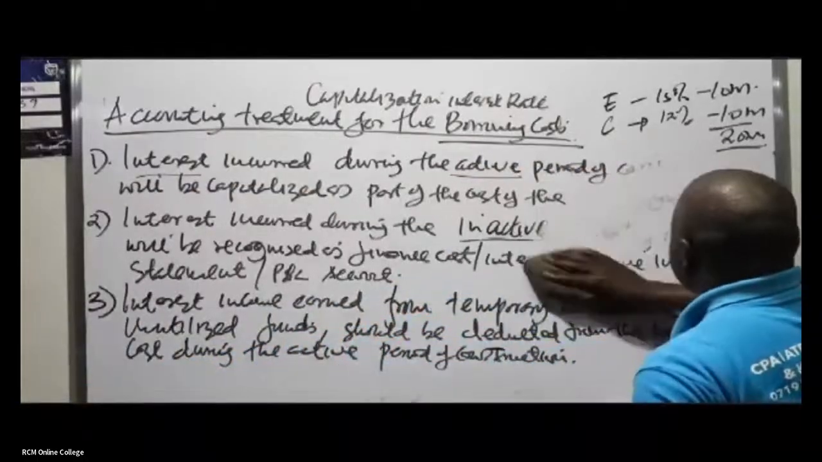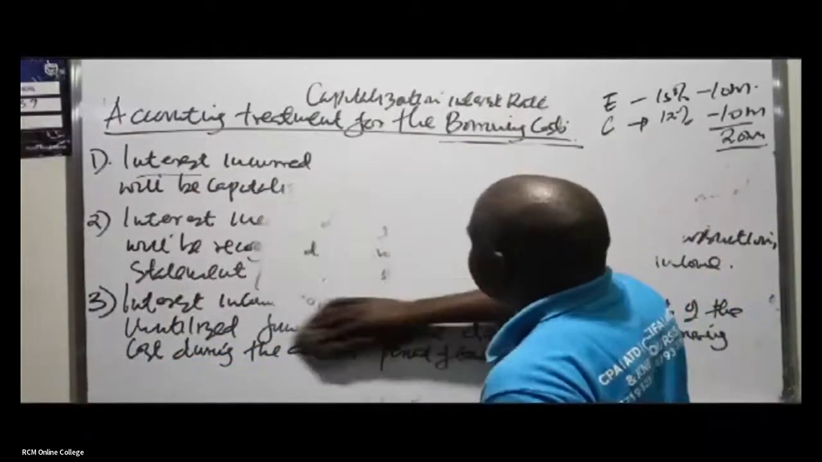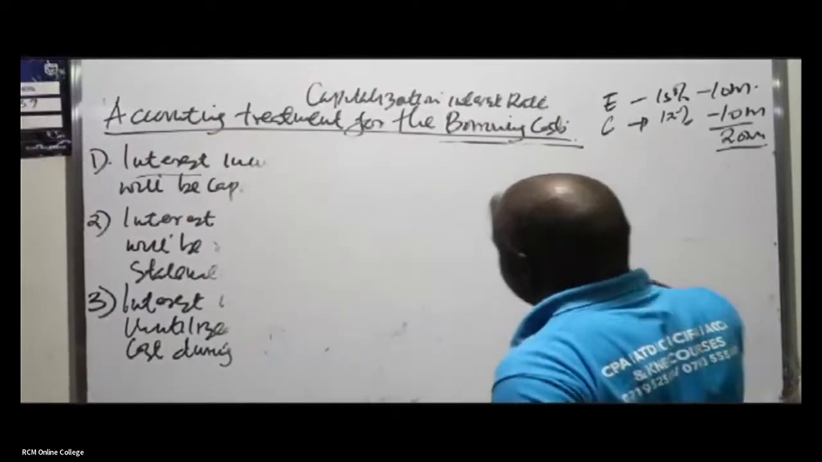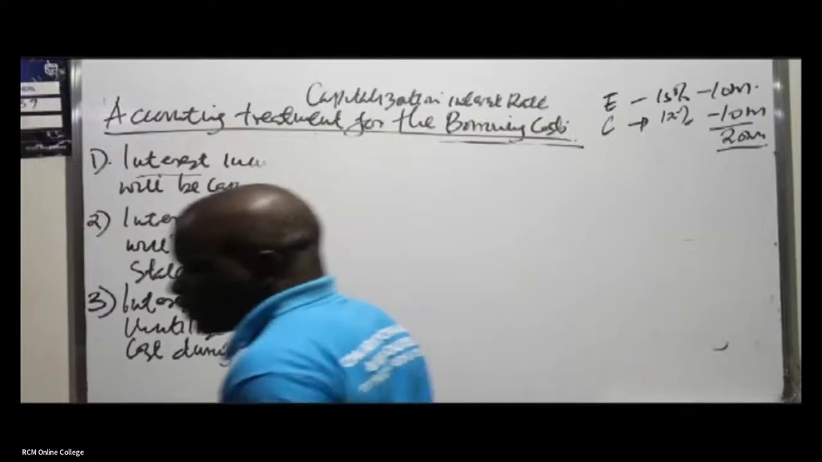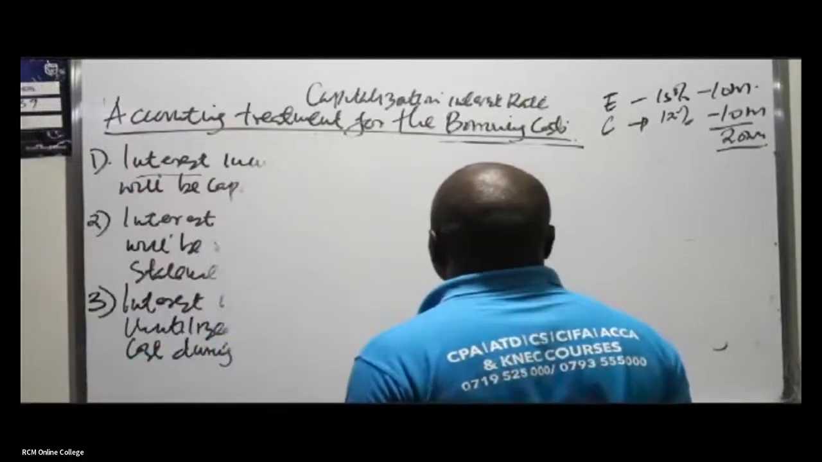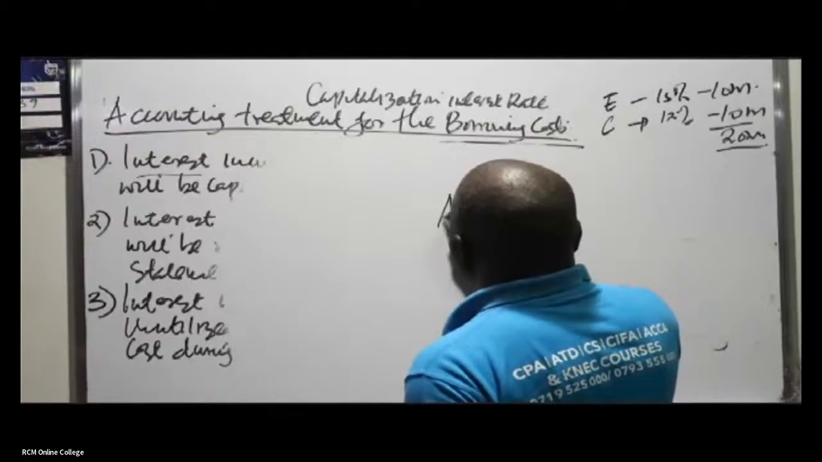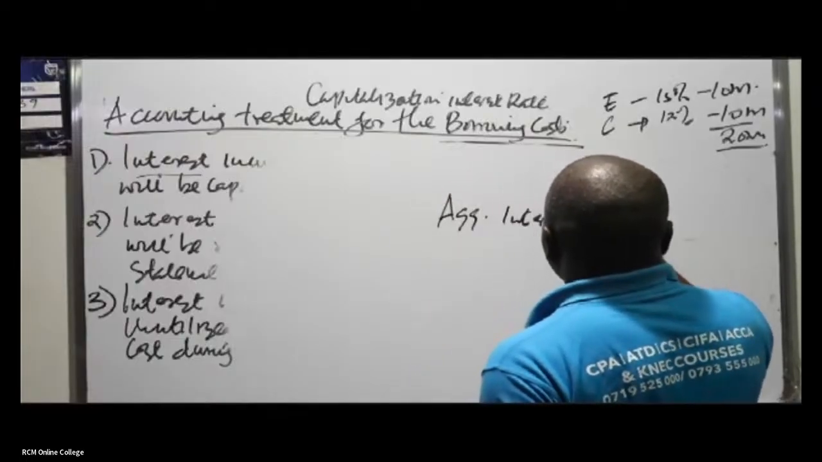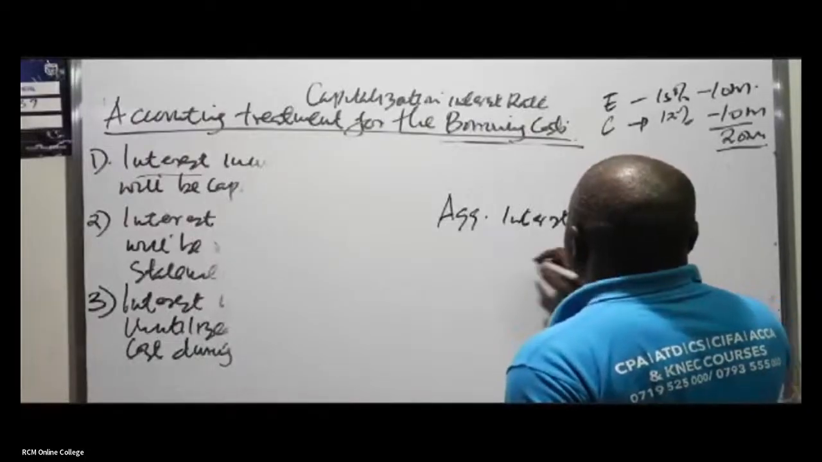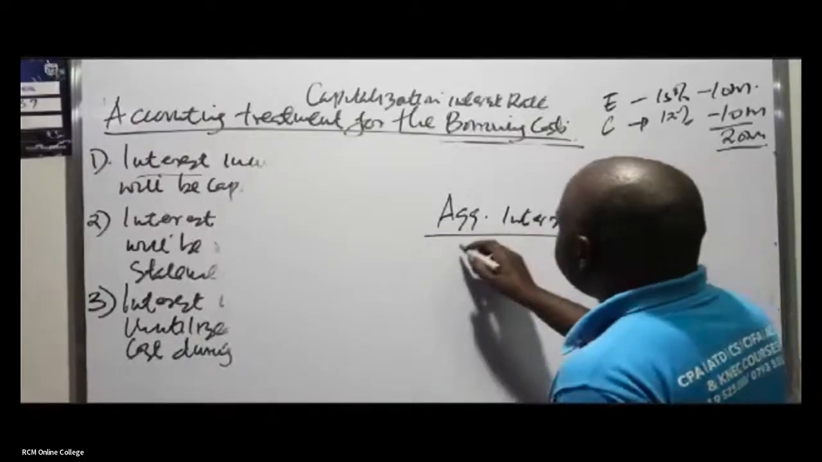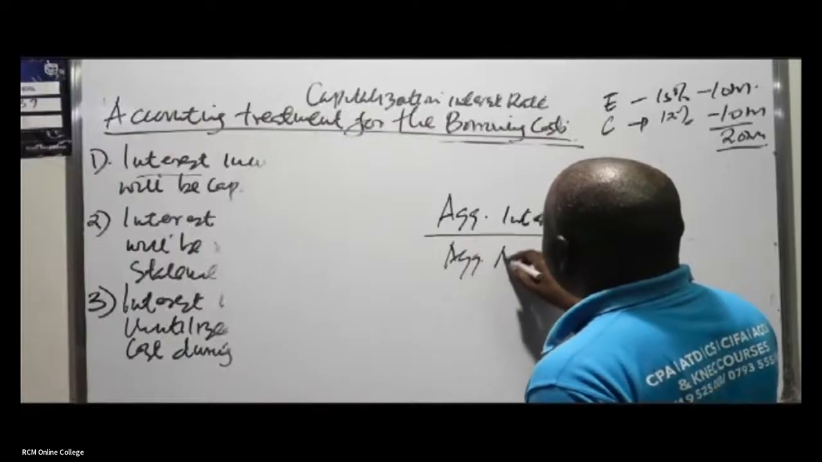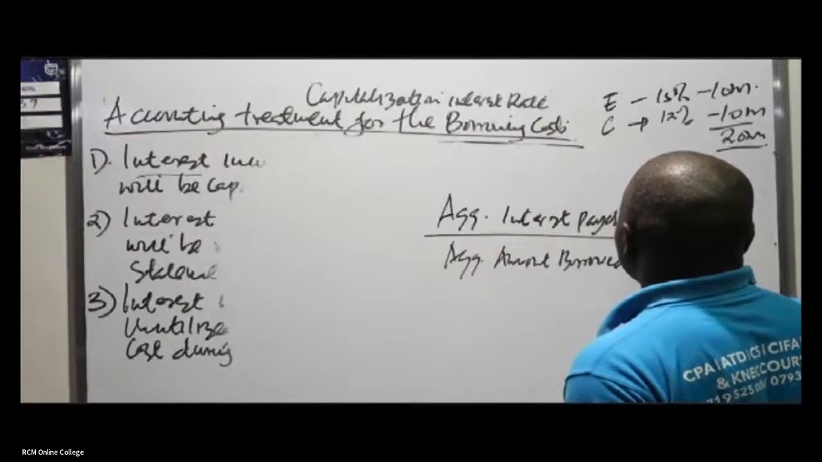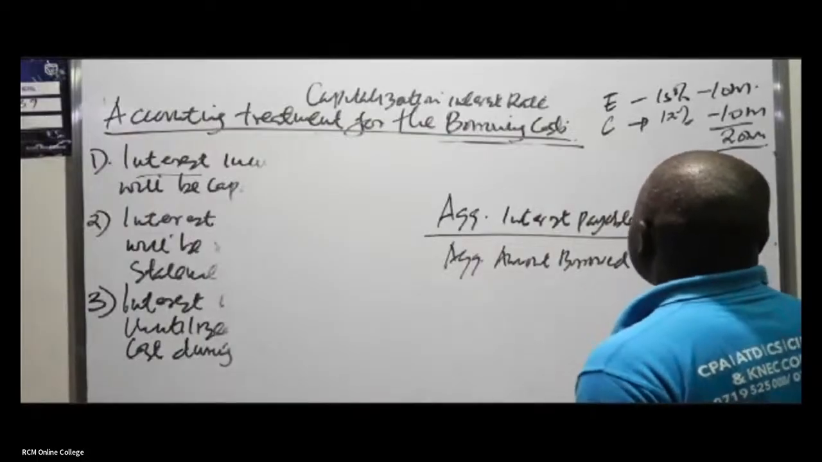So what you'll do here, Ezra, you don't have to start wondering what will I do. You'll come up with what we call a capitalization interest rate. So you take the aggregate interest payable, divide by the aggregate amount borrowed, and multiply by what? 100%.